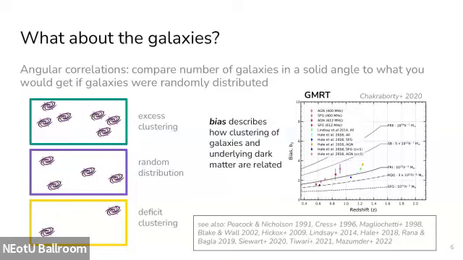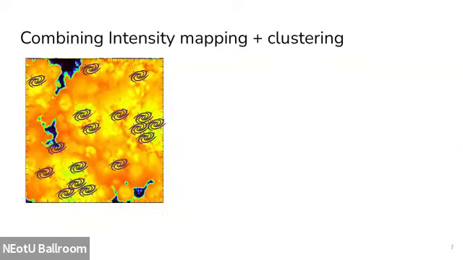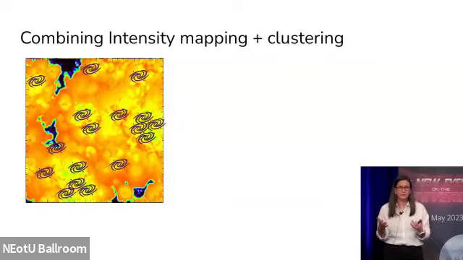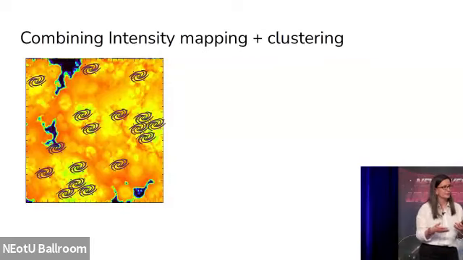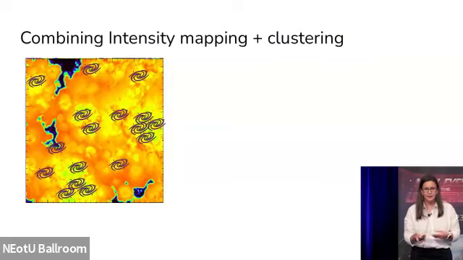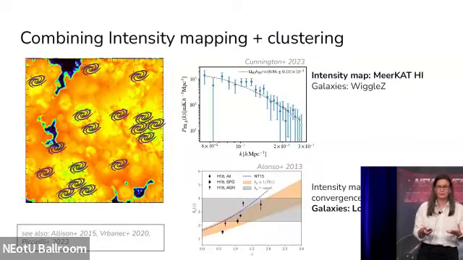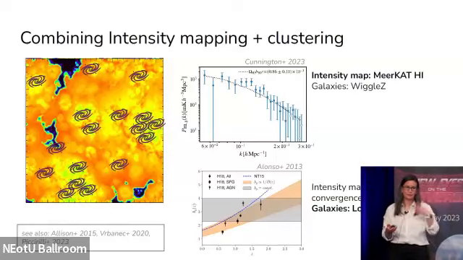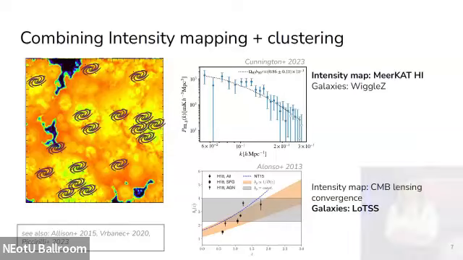Okay, so those are two different ways to trace the large-scale structure. You've got H1 tracing gas, you have galaxies tracing concentrations of stars, but you can actually combine those together. You can combine intensity mapping and clustering. This is a really flexible way to look for correlations between different structures in the universe. And here are two examples that combine intensity mapping and clustering in different ways.